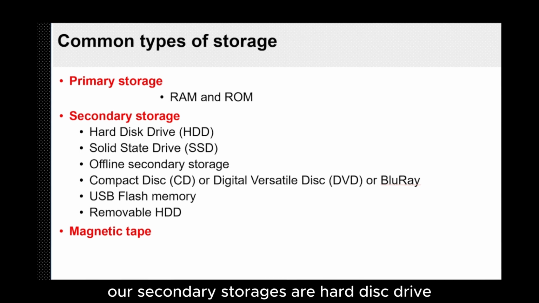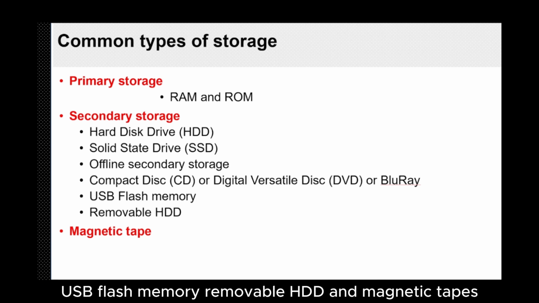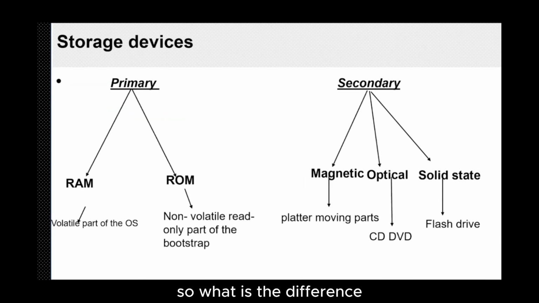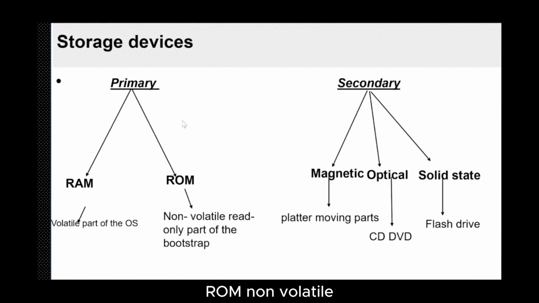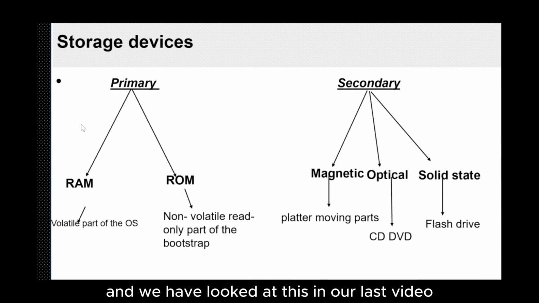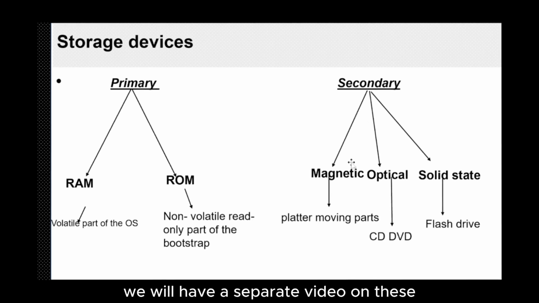Now, secondary storages are hard disk drive, solid state drive, offline secondary storage, compact disks, USB flash drive memory, removable HDD, and magnetic tapes. So, what is the difference? As you can see from the slide, you have got your primary, which is RAM, volatile, ROM, non-volatile, and we have looked at this in our last video. Secondary is magnetic, optical, and solid state. We will have a separate video on these.